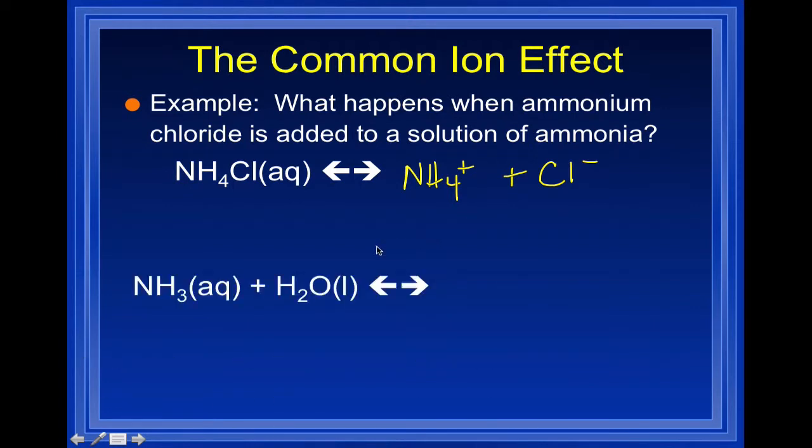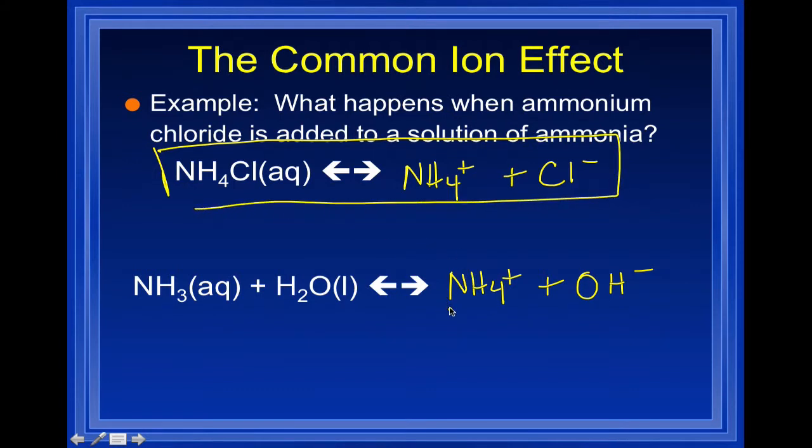And then the next thing we want to talk about is, well, we have this solution of ammonia. So let's look quickly at what ammonia does when it's in water. Ammonia is a weak base, so it's going to accept a hydrogen from the water. So we're going to end up with ammonium ions and hydroxide ions. So this is the salt that we added in to this equilibrium.